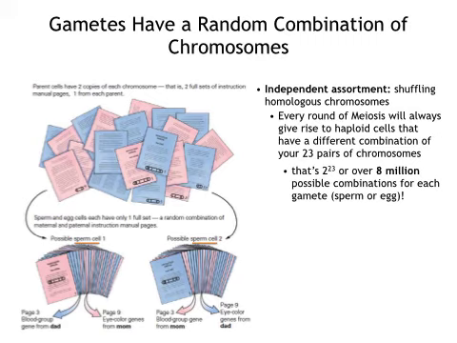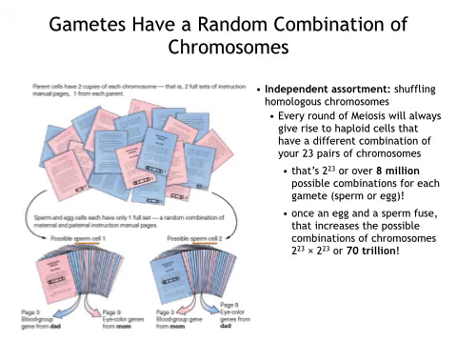And what's amazing is that once you get to the point of fertilization, then you increase the possibilities even more. So once an egg and a sperm fuse, that increases the possible combinations of chromosomes to 70 trillion. That's because you have 2 to the 23 possible combinations of chromosomes in the sperm, 2 to the 23 possible combinations of chromosomes in the egg, and together that's over 70 trillion possible combinations, 70 trillion possible zygotes.